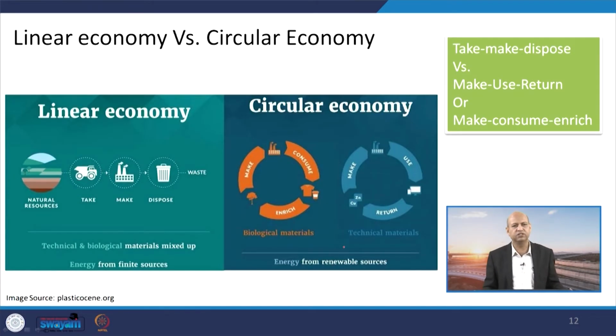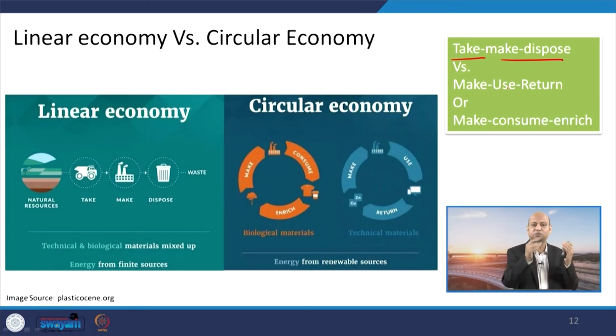So, when we compare this linear economy to circular economy through a picture, linear economy basically says take, make and dispose, and this is like make, use and return. It is not like you are disposing, you are returning to some segment where it will be used, or make, consume and enrich. Whatever component of the ecosystem you are relating, that ecosystem must be enriched by that so-called waste, because we will not call that waste in circular economy, we will call it another resource.